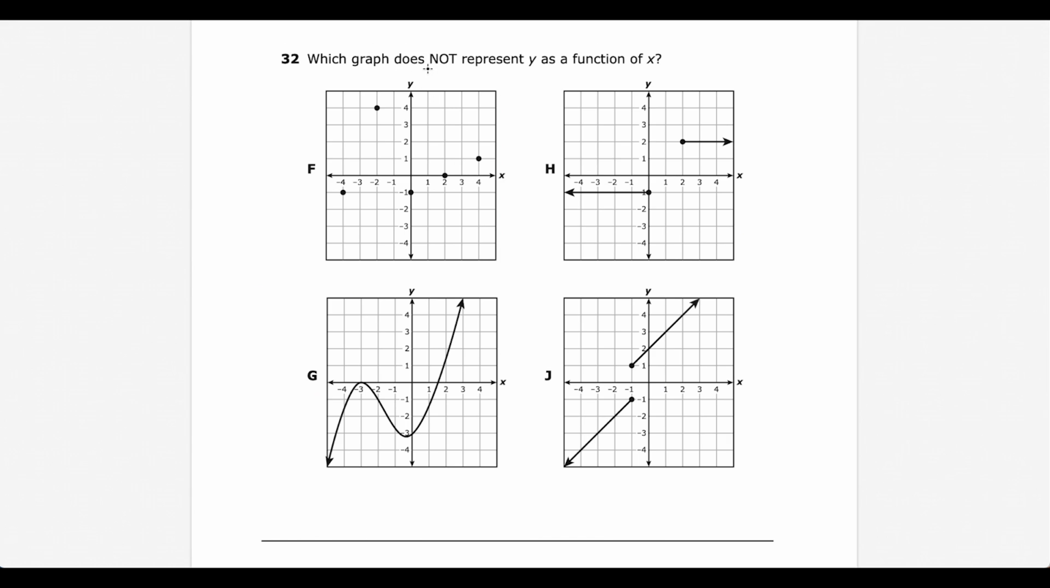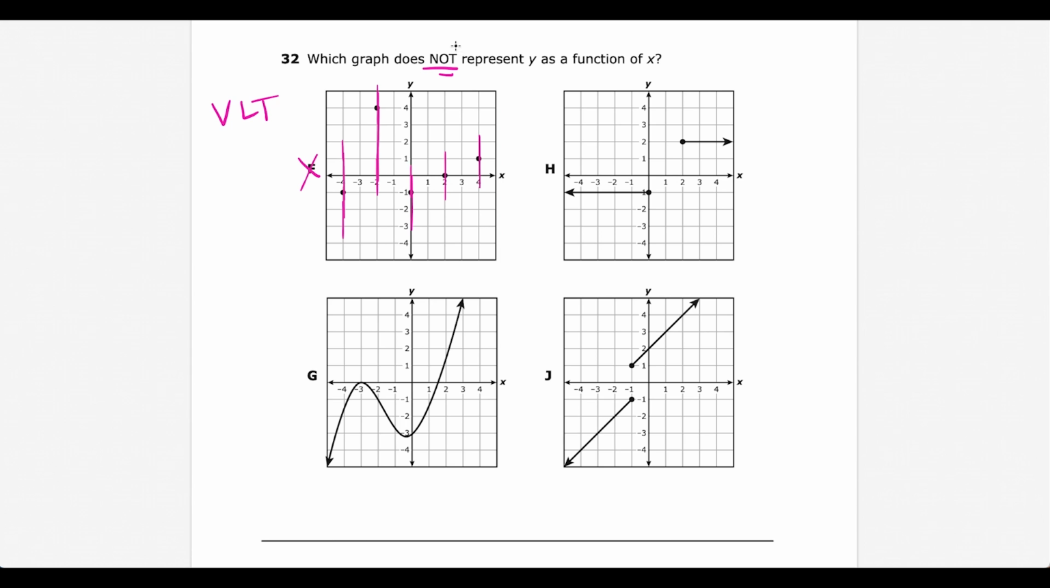Question 32, which graph does not represent y as a function of x? So for this one, we're going to use the vertical line test, which means that if I draw a vertical line through the graph at any location, and it only strikes at one location, that makes the graph something that could be represented as a function. We could have y represented as a function of x. So notice this first answer choice, all the vertical lines I draw are only going to hit the graph at one location. So this is not our answer.